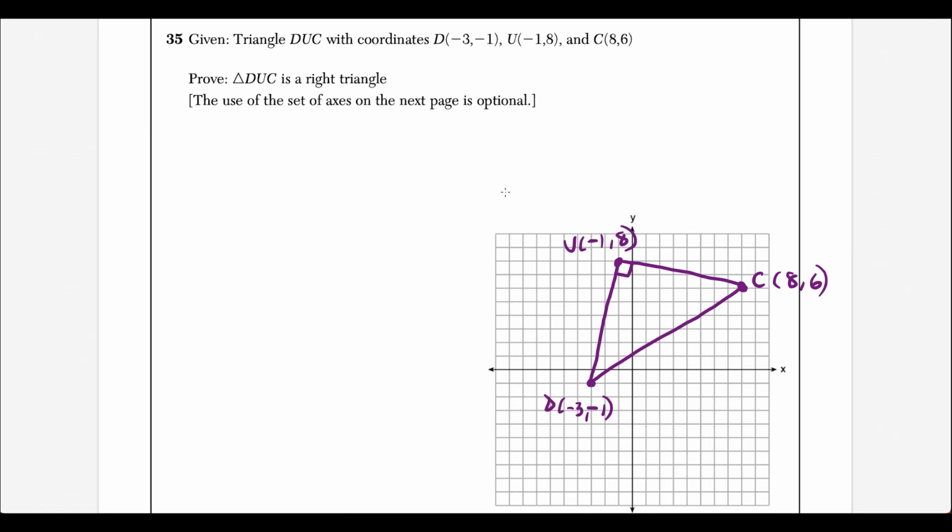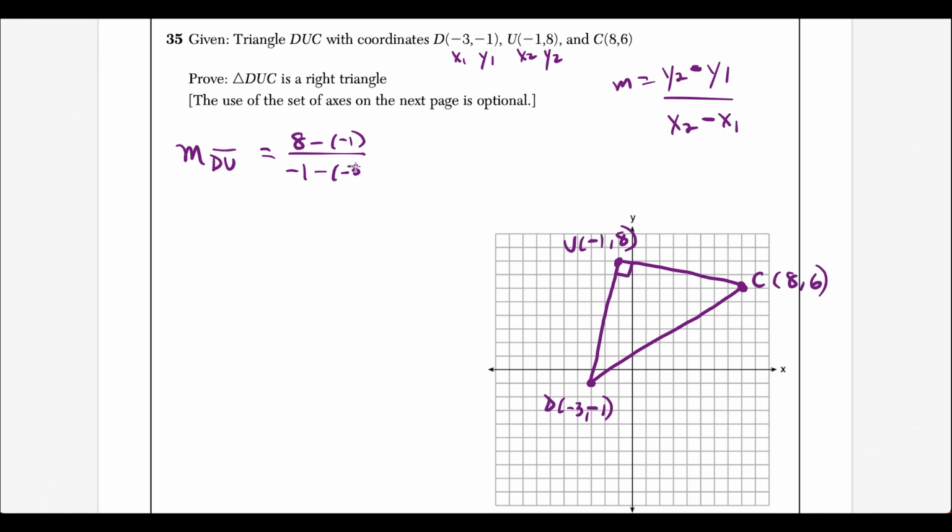So to prove that we have a right triangle, we have to prove that angle U is a right angle first. So we're going to do that by finding the slope of the segments that build this angle. So let's first find the slope of segment DU. And the slope formula is going to be y2 minus y1 divided by x2 minus x1. So let's say I call this point x1, y1, and I call this point x2, y2. To find the slope of segment DU, I'm doing 8 minus negative 1, and I'm dividing by negative 1 minus negative 3. So we work this out here. This is going to be 9 over positive 2 after we have negative 1 plus 3.